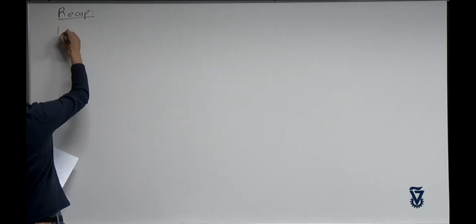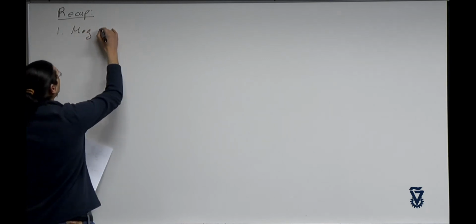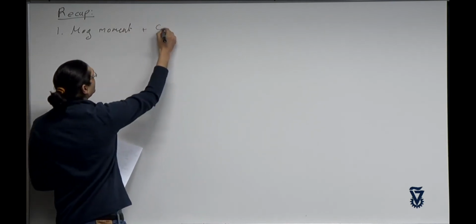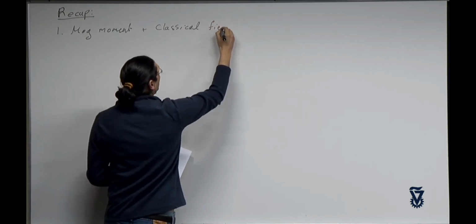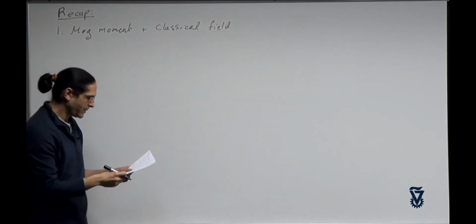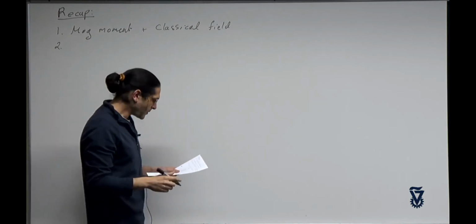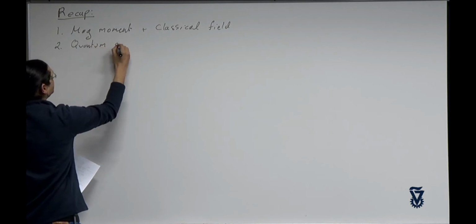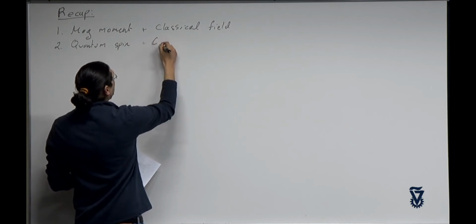In general, we started the course with a discussion of a classical magnetic moment interacting with a classical magnetic field. Then we moved on in our discussion to talk about a quantum spin interacting with a classical field.